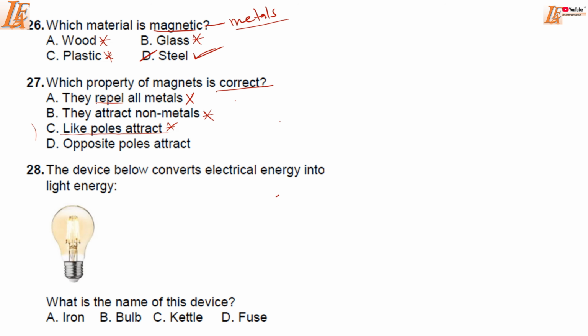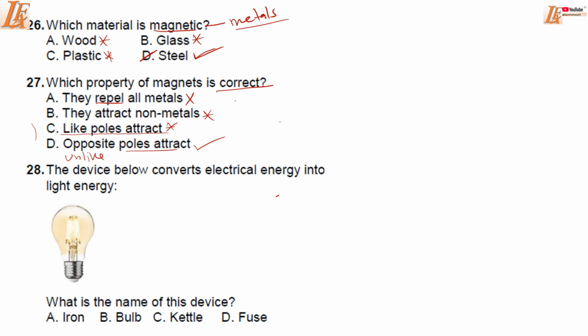Then D, opposite poles attract. This is what we call unlike. Unlike poles attract. This is correct because the basic law of magnetism says unlike poles or opposite poles attract while like poles repel.